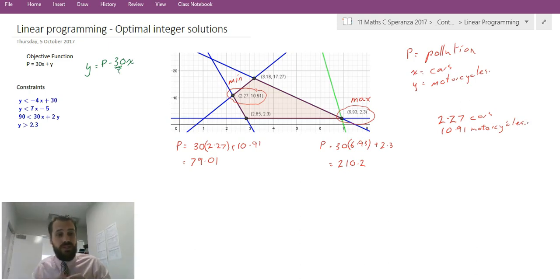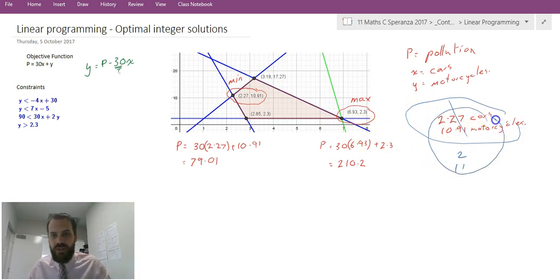Now, that's obviously rubbish. You can't use 2.27 cars and you can't use 10.91 motorcycles. So then you might say to yourself, well, fine, I'll just round, because I've been rounding for ages now. 2.27 will be 2, and 10.91 will be 11. I'll use 2 cars, and I'll use 11 motorcycles. Now, that might work, but the question you have to ask yourself is, does 2 and 11 fit inside of our feasible region? Because if 2 and 11 doesn't fit in there, that's not going to work. So you can't round. This whole thing is nonsense.